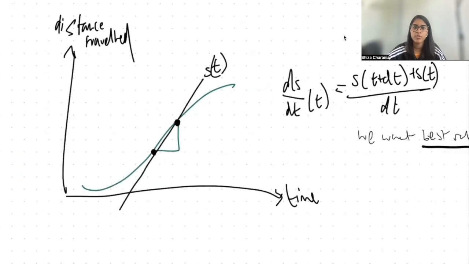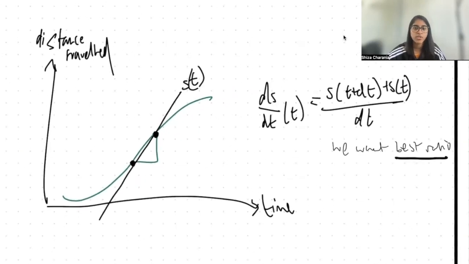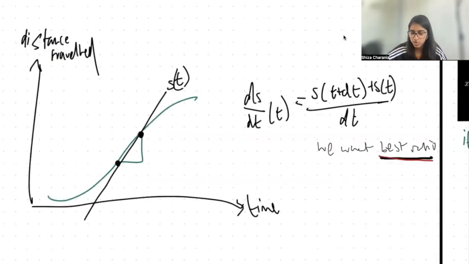And to help understand derivatives, the way I'm going to be describing it is using this graph where we're trying to understand how 1 unit of time changes the amount of distance you travel. So again, given a unit of time, how much distance would be traveled? And what we want to do again is find the best ratio.